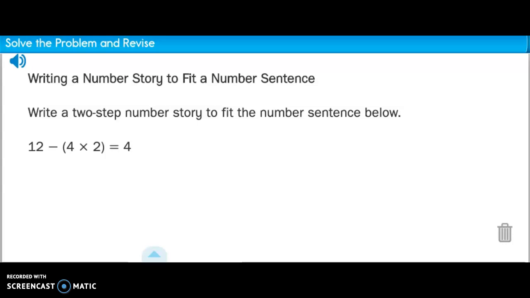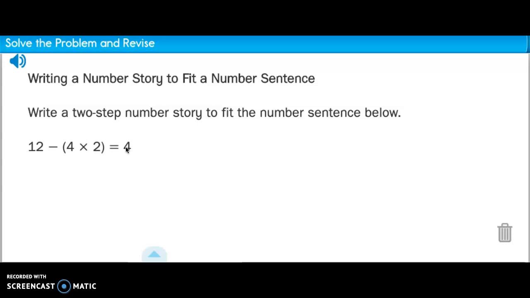Now, we have learned that when you're looking at a number sentence like this, you always do the area that has parentheses. These are parentheses. You do the parentheses first. So we're going to do 4 times 2, then we're going to subtract it from 12, and then we get 4. So 4 times 2 is 8. So 12 minus 8 is 4. So we know that that is the layout of this number sentence.